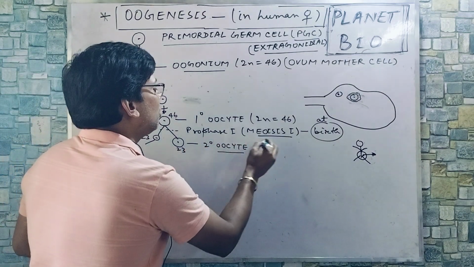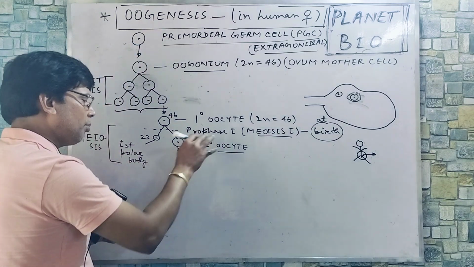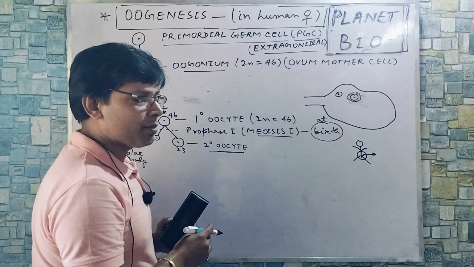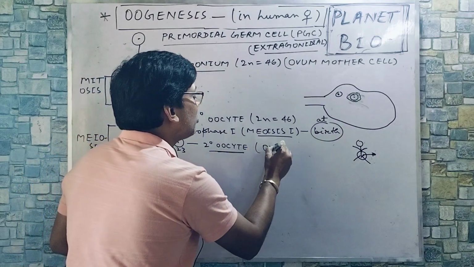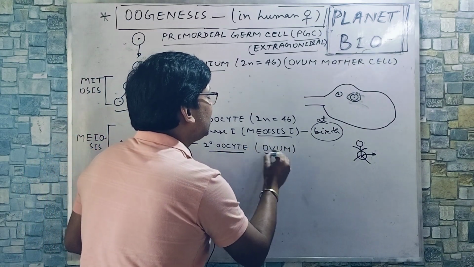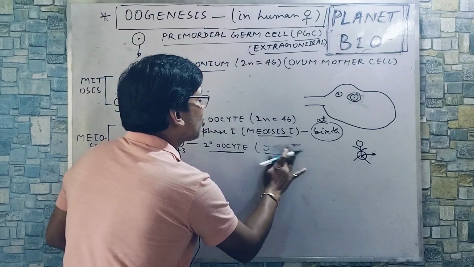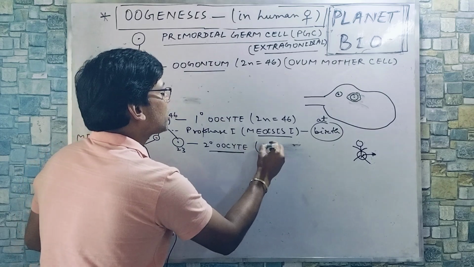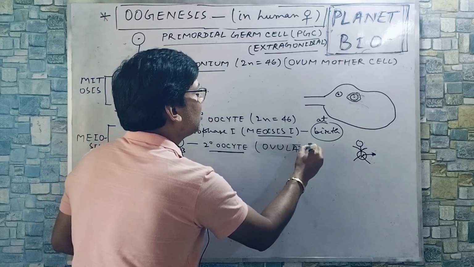After birth, growth has taken place, development has taken place. Now at puberty, this secondary oocyte has been formed. At this stage, the ovum is going to be released, and this is called ovum, but this is not rightly said. Actually, it is secondary oocyte. This release of secondary oocyte is called ovulation.